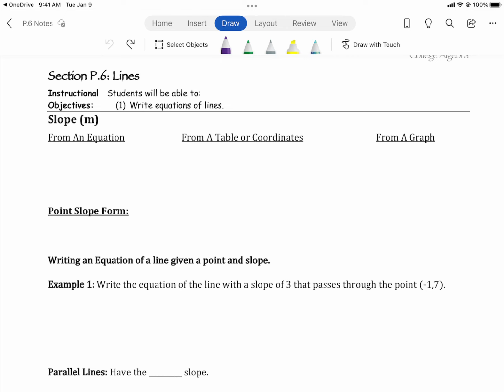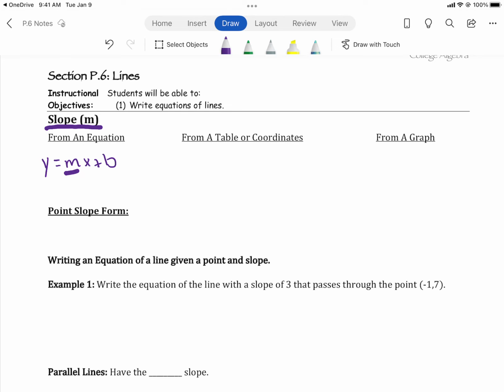All right, today we are going to look at section P6, which is lines, slope-intercept form, different things that you have looked at all as a review. So we're going to start with, remember, slope. Remember, M is what represents our slope. That is the letter we use. So in an equation, you guys are used to slope-intercept form, y equals mx plus b. So our slope, of course, is the M right here.